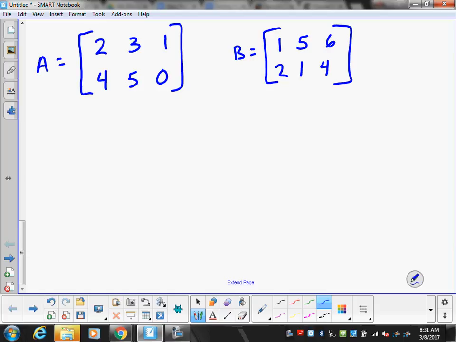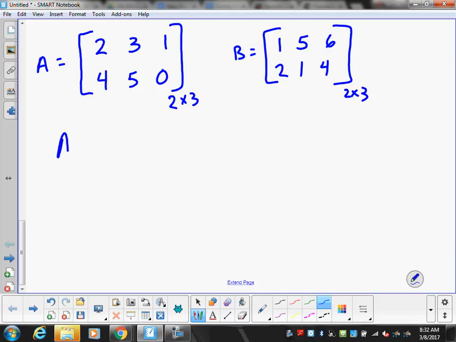All right. If I've got these two matrices, what are the dimensions of these matrices? 2 by 3s, right? 2 rows, 3 columns. Okay. So, since they are the same, we can do a couple of operations with them. The operations we can do with them are adding and subtracting. If the dimensions are the same, you can always add or subtract the matrices.